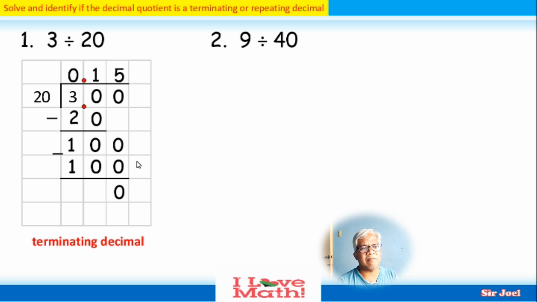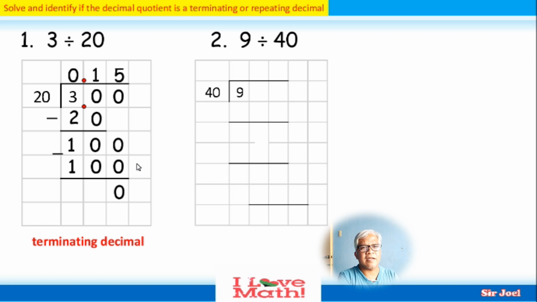Okay? Next. 9 divided by 40. Is 9 divided by 40 quotient a terminating or repeating decimal? Okay? Tingnan natin. 9 divided by 40. 9 ang nasa loob, 40 ang nasa labas. How many groups of 40 are there in 9? Of course, wala. So, put a decimal point, then add 0.